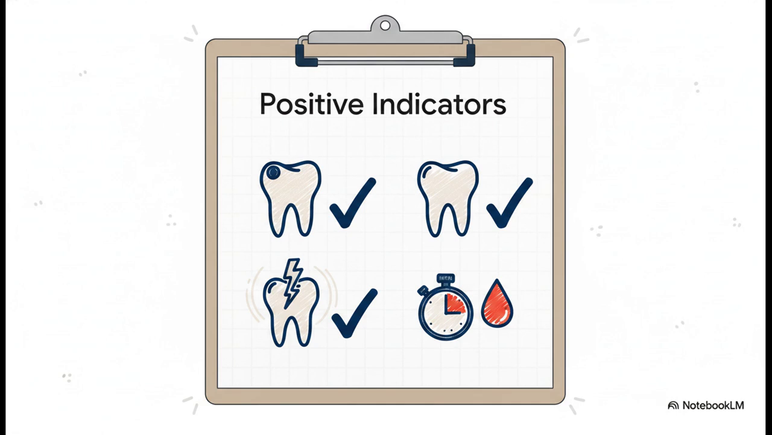A pulpotomy is strictly indicated only when the inflammation is confined right to that coronal pulp. So, you're looking for a tooth with a carious or mechanical exposure, but the patient needs to be asymptomatic, or at worst, maybe having reversible pulpitis with that provoked short-lasting pain. The tooth absolutely must be restorable, no pathologic mobility, and this is huge, once you're actually in there, the bleeding has to be controllable within just a few minutes.